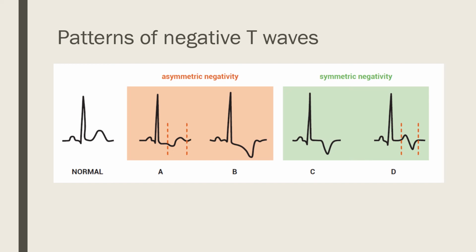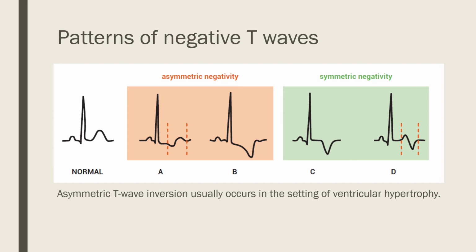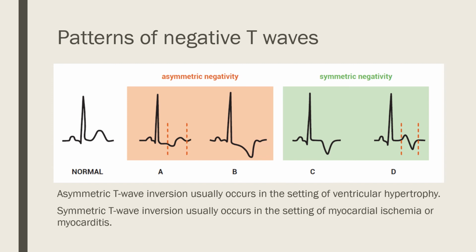Figures A and B show the asymmetric T wave inversion, either uniphasic or biphasic. Asymmetric T wave inversion usually occurs in the setting of ventricular hypertrophy, while figures C and D show the symmetric T wave inversion, either uniphasic or biphasic. Symmetric T wave inversion usually occurs in the setting of myocardial ischemia or myocarditis.